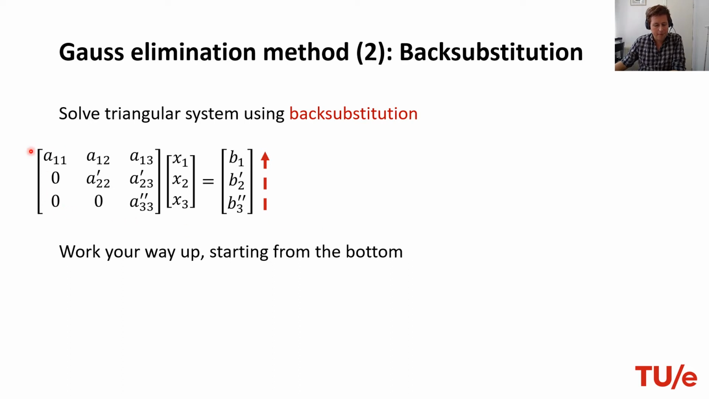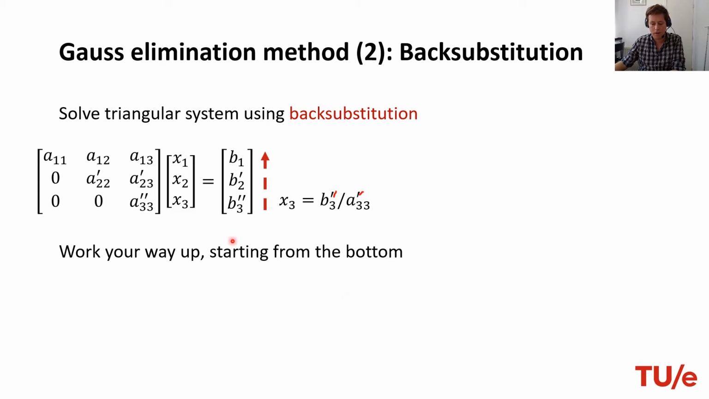So now we have our system in upper triangular form. We do back substitution, so we work our way up, starting from the bottom to compute x3, x2, and x1. So the first equation, x3 is equal to b3, and again there's a slight typo here. This should be double prime. So this is b3 double prime divided by a33 double prime.